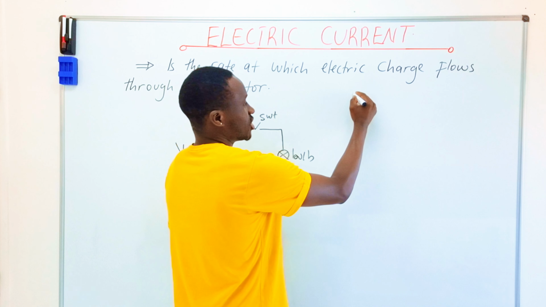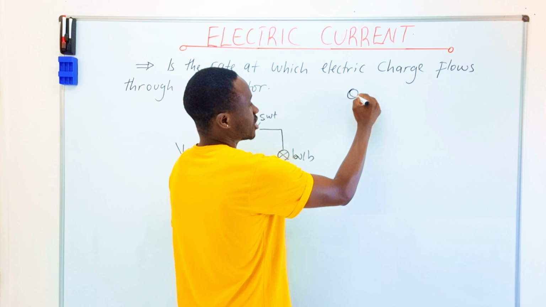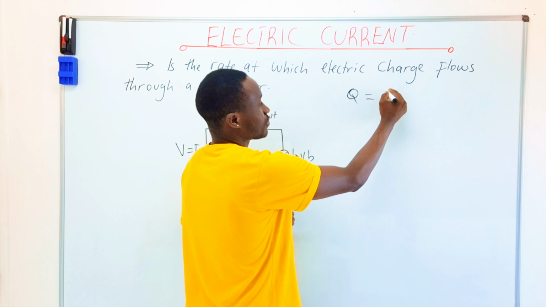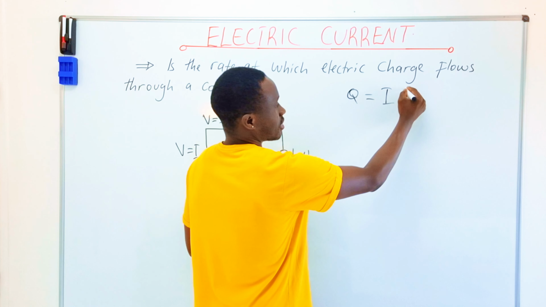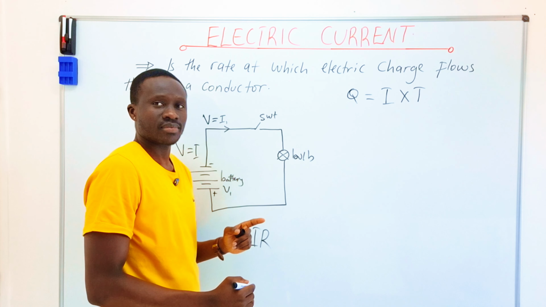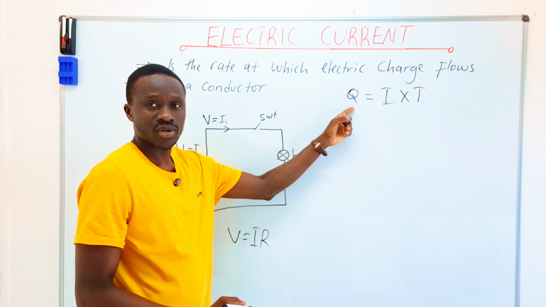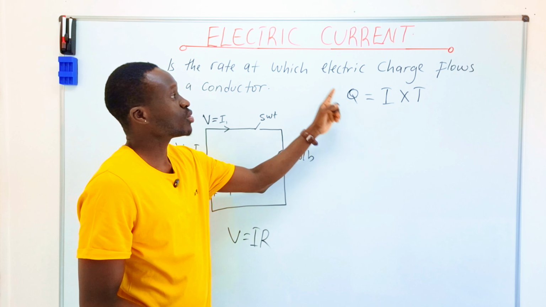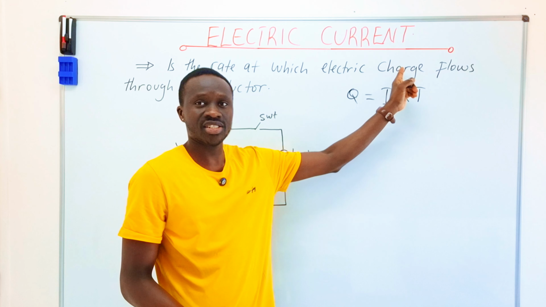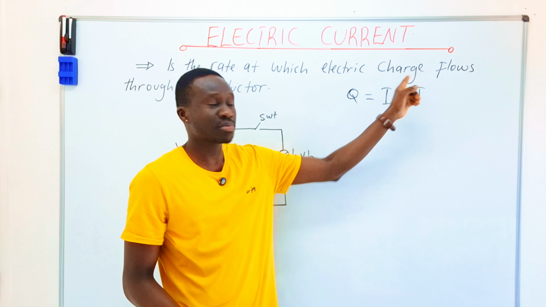Calculating electric charge, we said electric charge Q is equal to current times time. That is calculating for electric charge. Any question which has electric charge or coulombs, because charge is measured in coulombs.